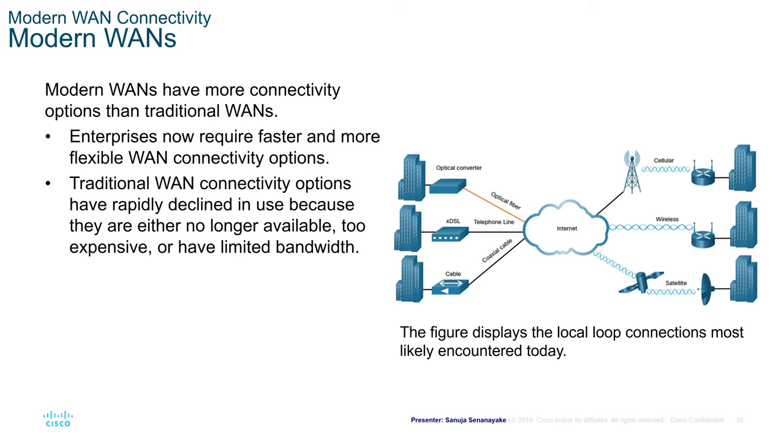On the right-hand side, there's a figure that displays the local loop connections most likely to be encountered today. We have cellular, Wi-Fi wireless, and satellite communication. Those are all modern-day networks. And on this side of the internet, we have fiber optics or optical fiber, telephone lines, and coaxial cable. Those are all modern-day as well. We still use all of these things in 2022.